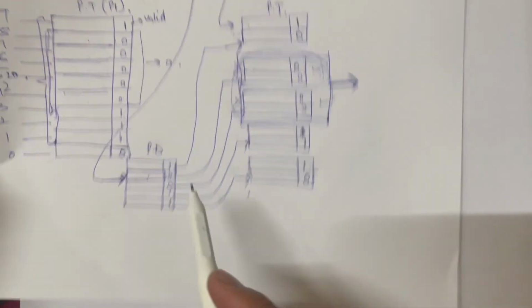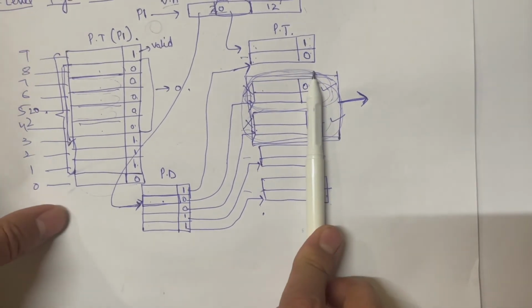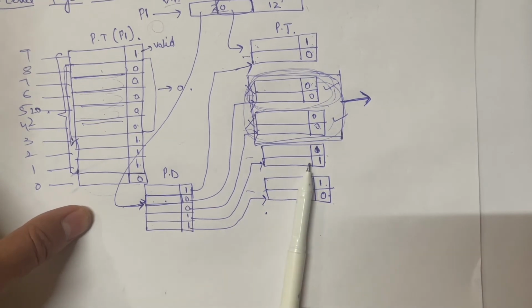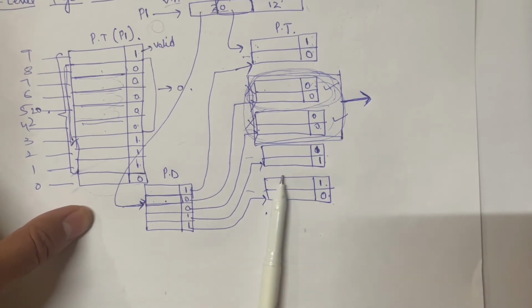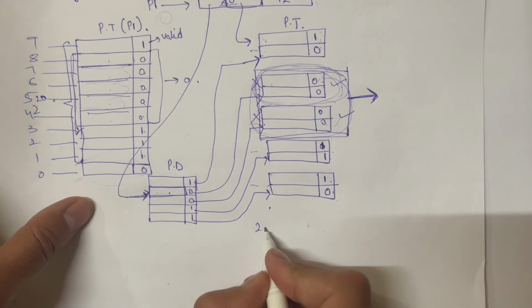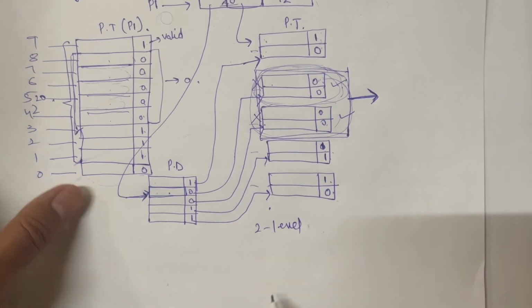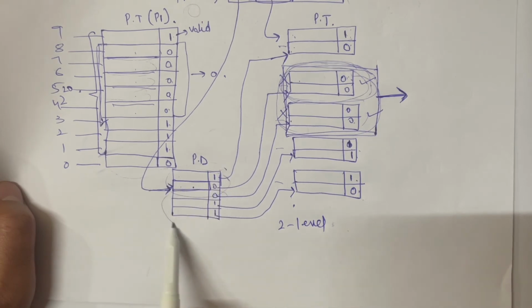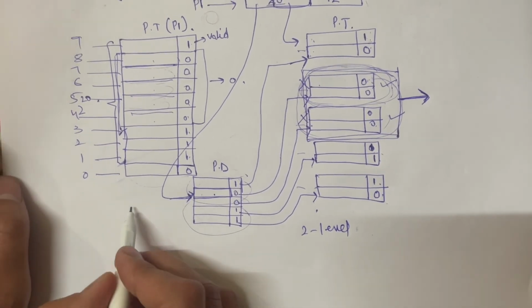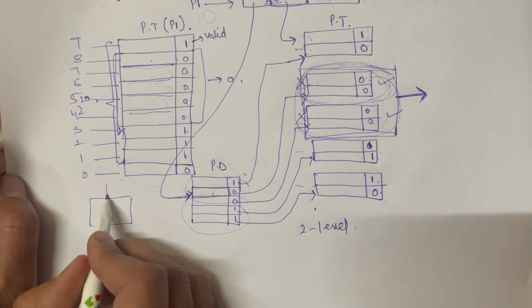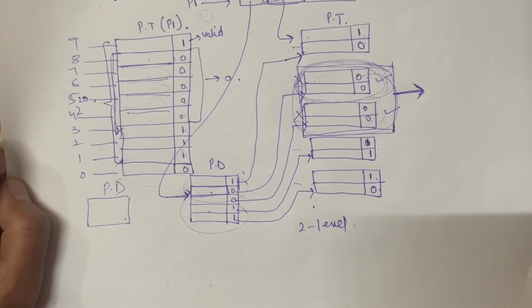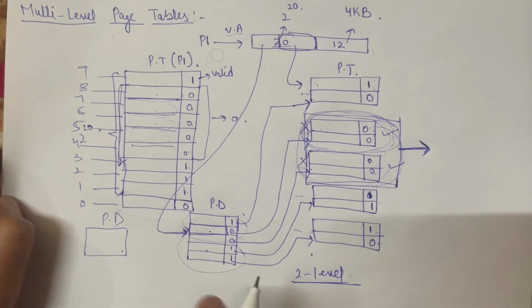So here, how many levels are we making? This is level 0, this is level 1. So there are two levels, so it is also called a two level page table. For example, if somebody says I will further divide this one also, then we have another page directory, so that will be a 3-level page table. Fine, so let's only stick to the 2-level page table.